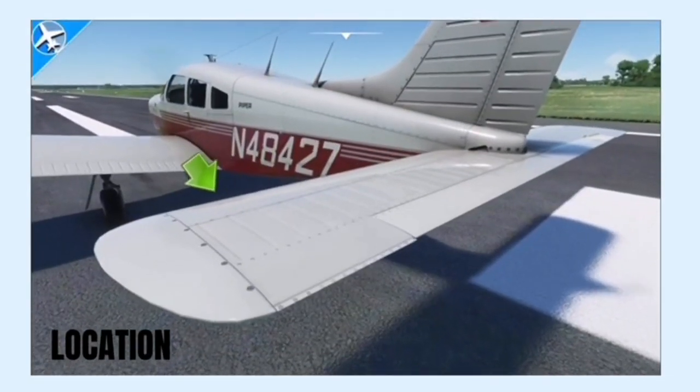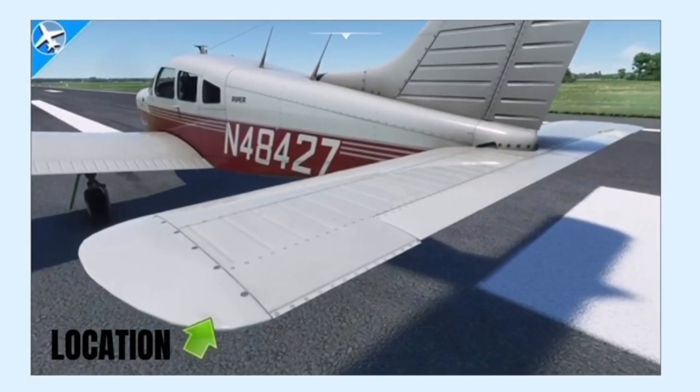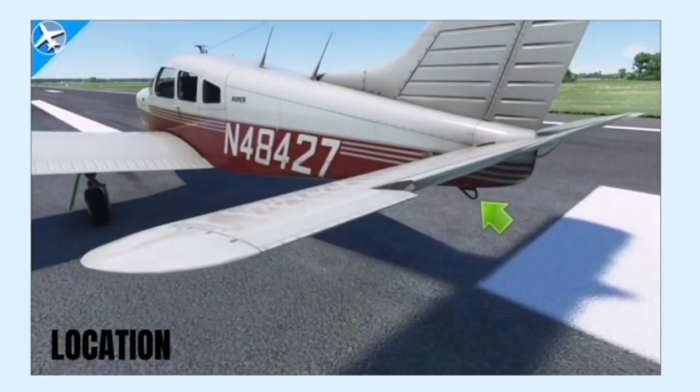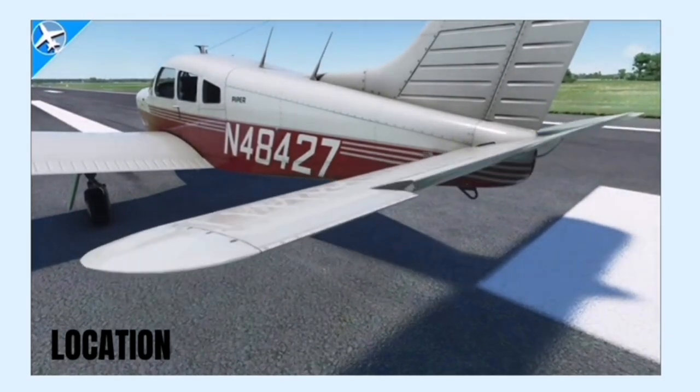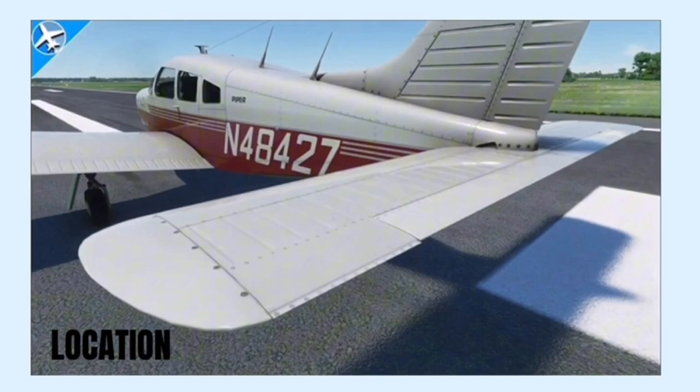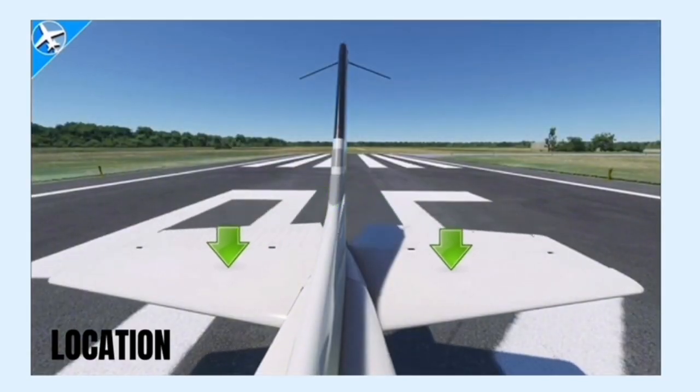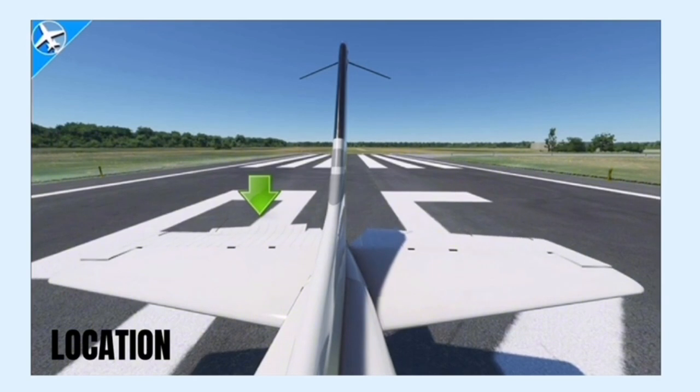Hi, my name is Ahmad Nabil Azri, and now I will continue with the location of control force reducing devices. Control force reducing devices such as balance tabs, anti-balance tabs, servo tabs, anti-servo tabs, and spring tabs are all located on the trailing edge of the main flight control surfaces. These include the elevator at the tailplane, the rudder on the vertical stabilizer, and the aileron on the wings.